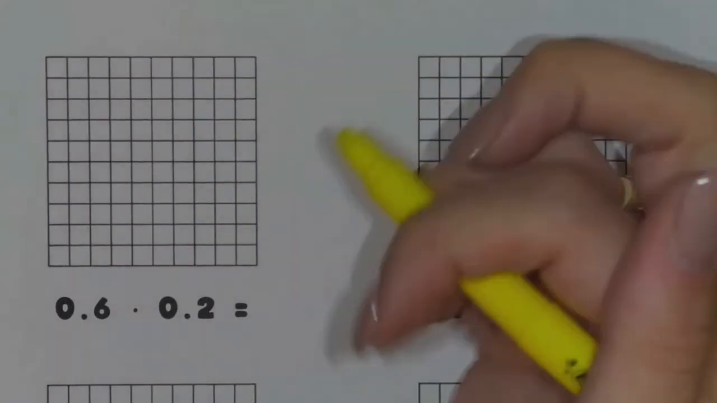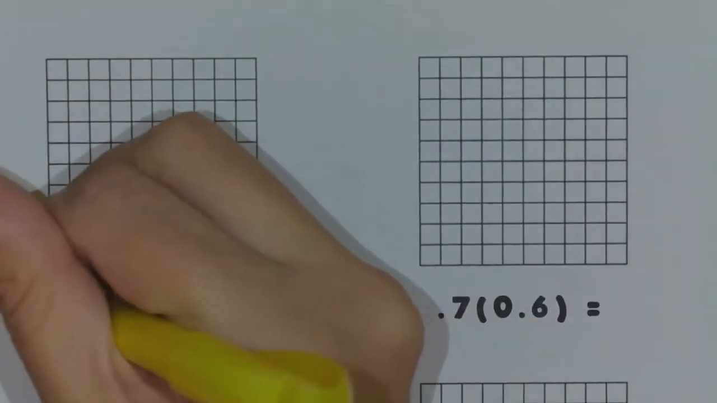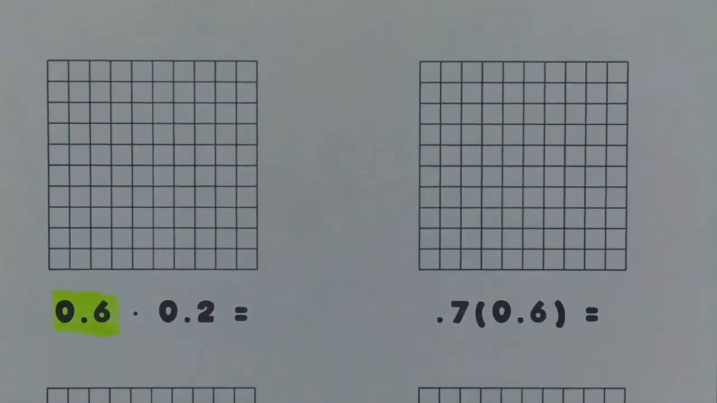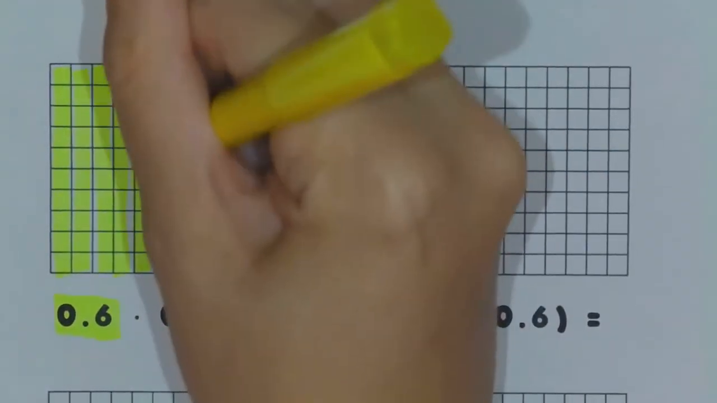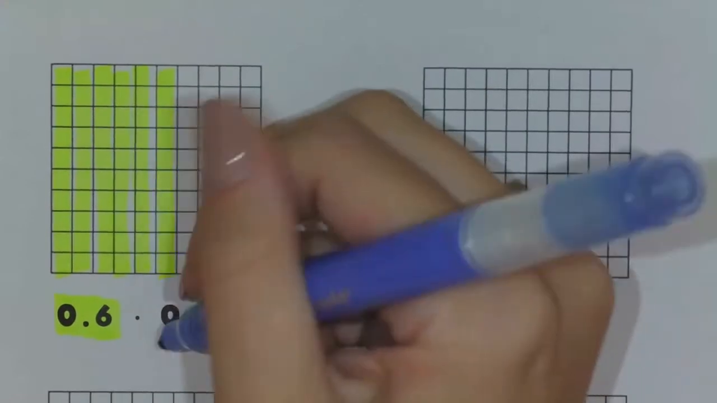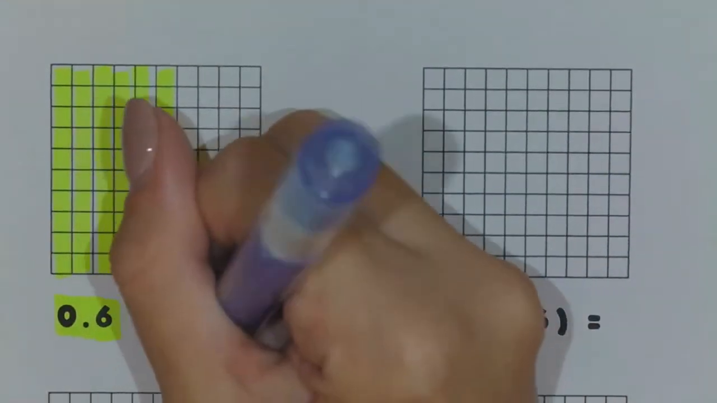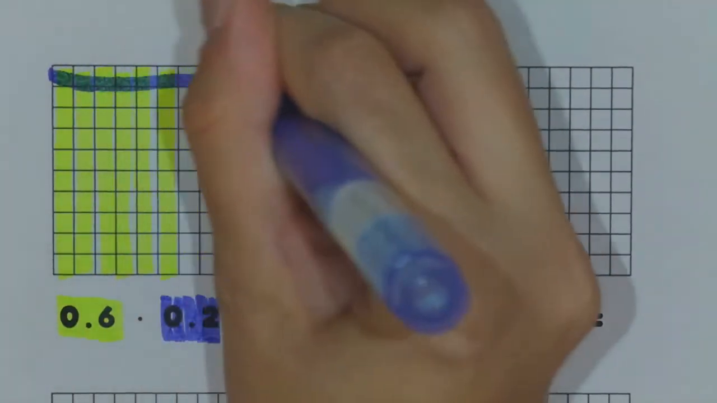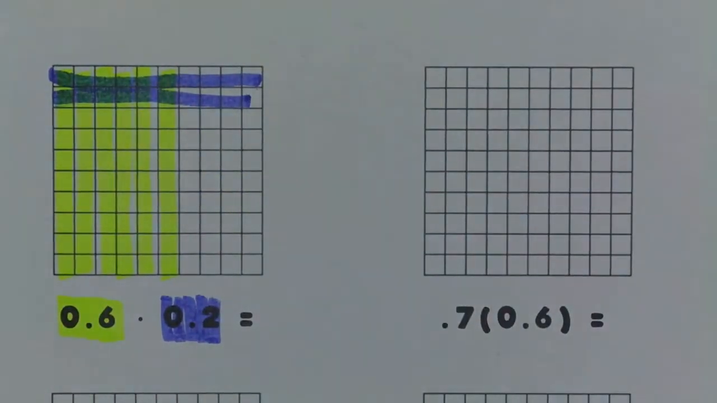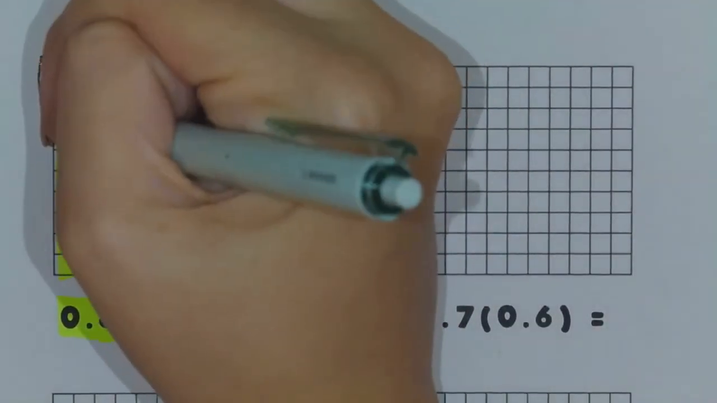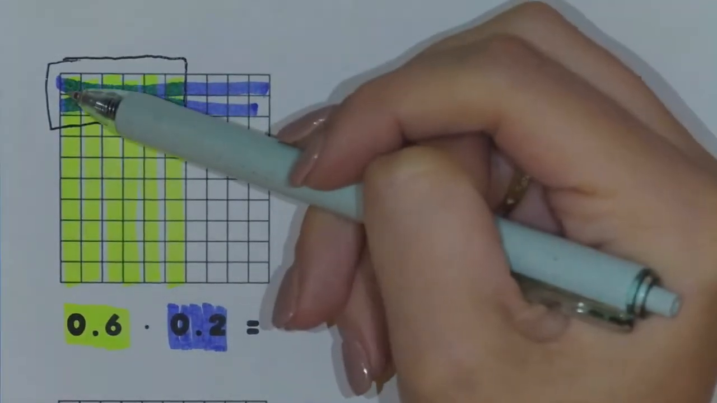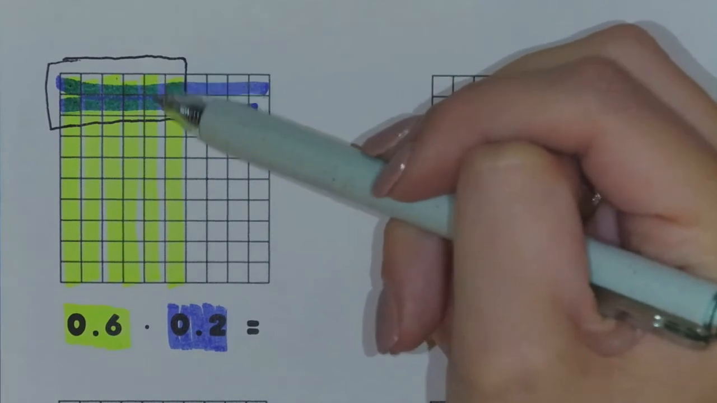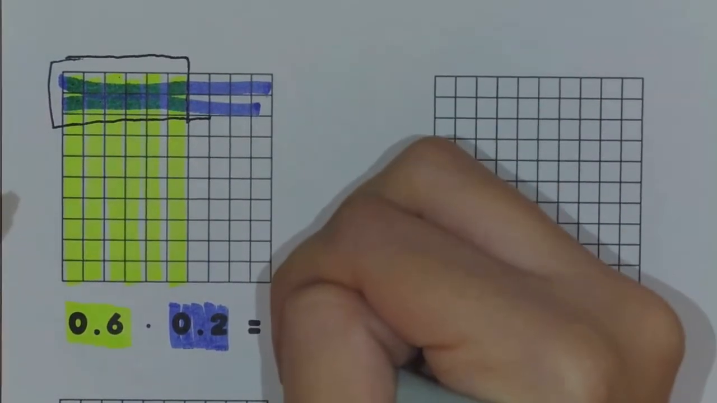All right, my next problem is 6/10 times 2/10. Again, I'm going to shade in my yellow for the 6/10. So there's 1, 2, 3, 4, 5, 6. I'm going to use my blue for the 2/10. Go horizontally, so that's 1, 2, and they only overlap. Oops, went a little too far. There we go. They only overlap on 1, 2, 3, 4, 5, 6, 7, 8, 9, 10, 11, 12 hundredths.